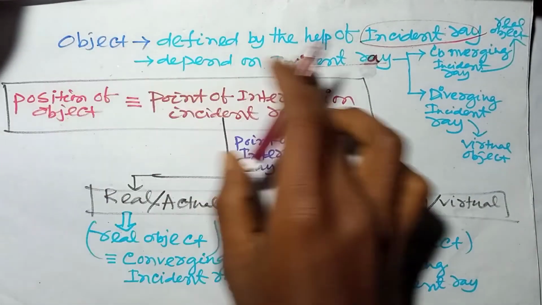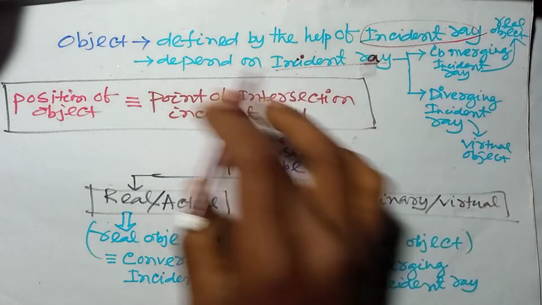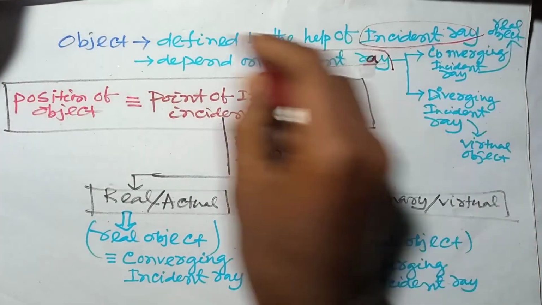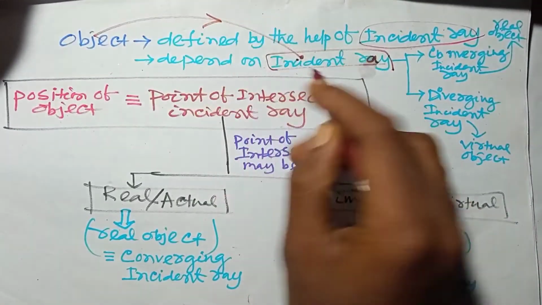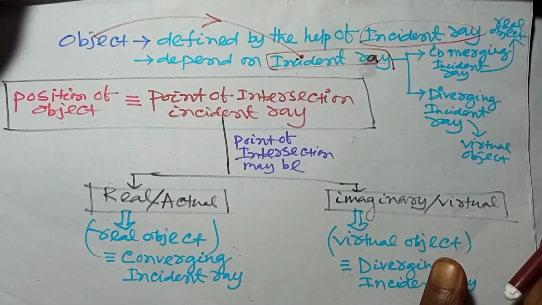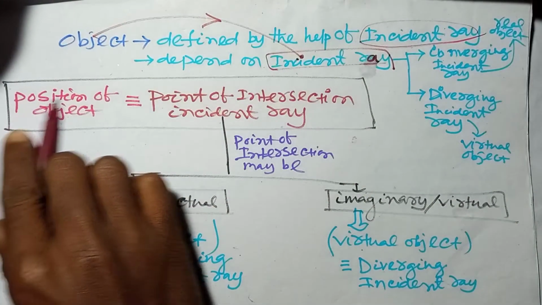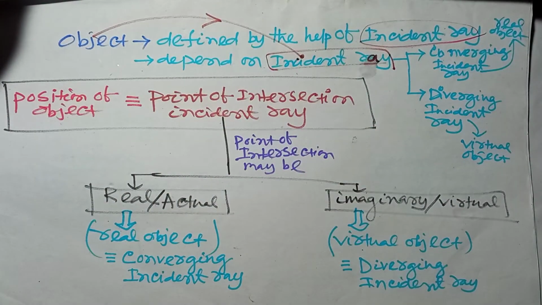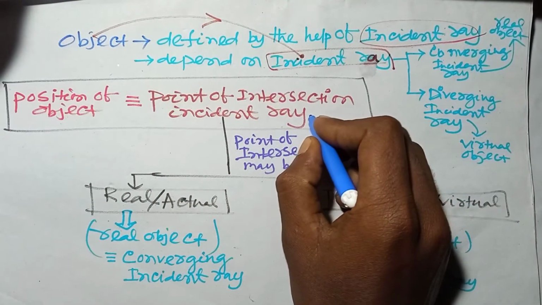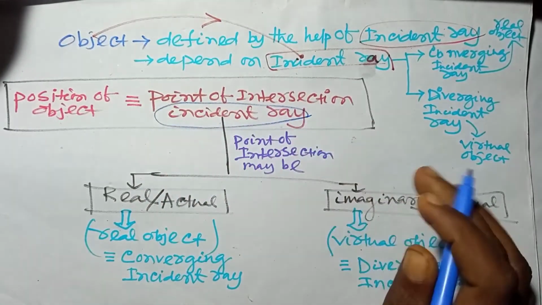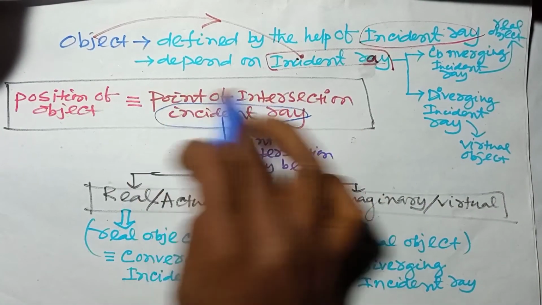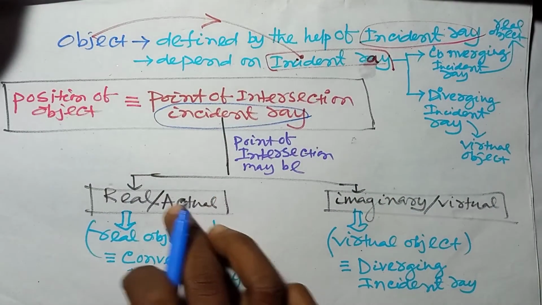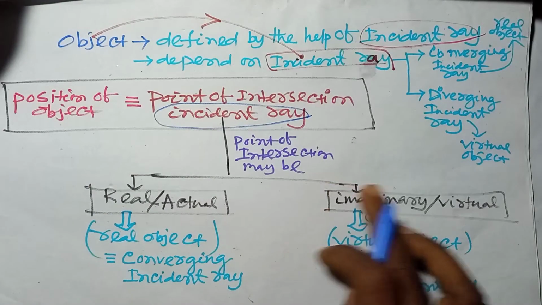So object means incident ray. In order to determine the position of object, you have to focus on the incident ray. Keep in your mind that object means incident ray. The position of object is the point of intersection of incident ray. Now the point of intersection may be actual or real, or it can be imaginary or virtual.